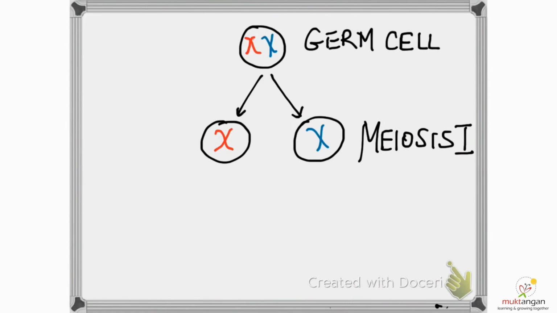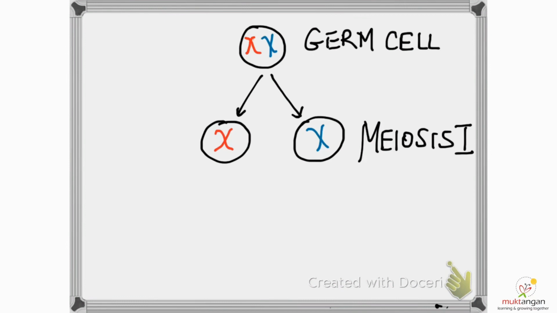What are homologous chromosomes? As you know, we have two sets of chromosomes, one from the father, one from the mother. So we have a pair of similar chromosomes. These similar chromosomes are known as homologous chromosomes.